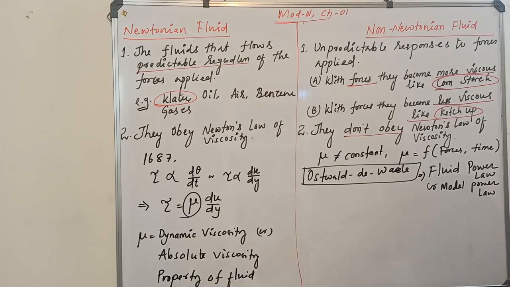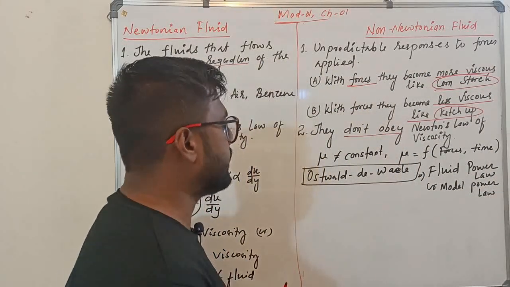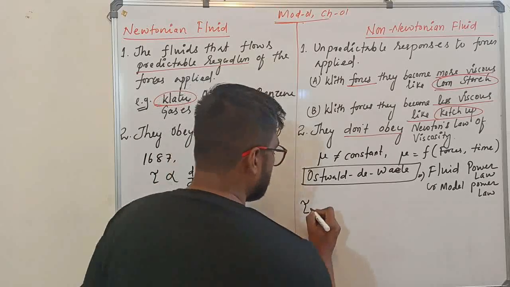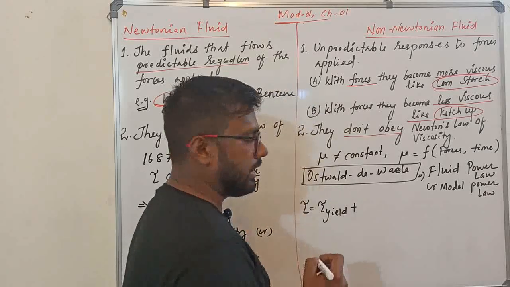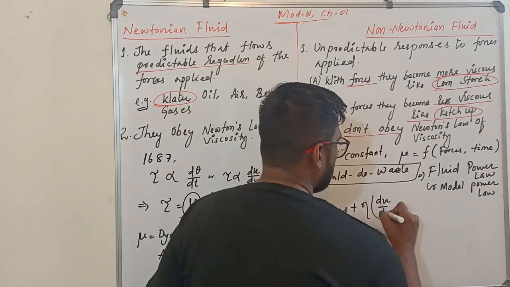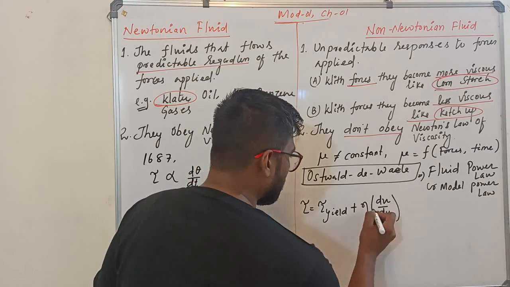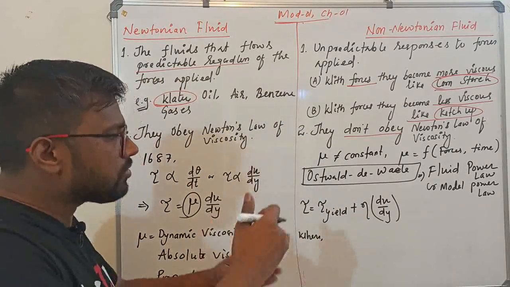Okay, what did Ostwald de Waele say? Understood? He told that the shear stress, tau, is equal to tau yield plus eta du by dy. So what is your eta? Tau is the shear stress required; slowly I'll tell you what tau yield is.